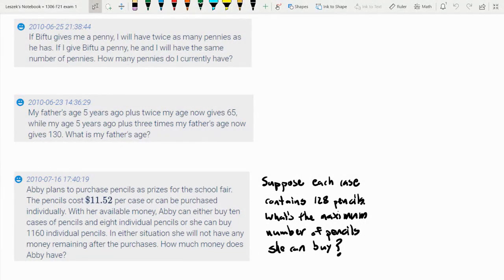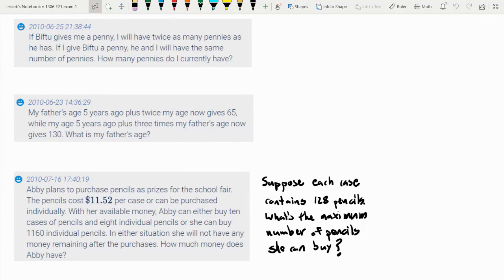All right, so if Biftu gives me a penny, I will have twice as many pennies as he has. If I give Biftu a penny, he and I will have the same number of pennies. Oh my gosh, how do you translate? How can we translate this into what are the two unknowns?